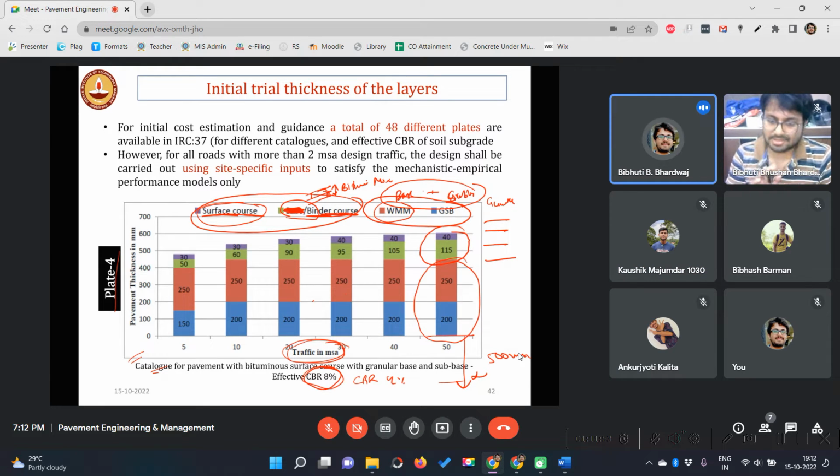What I want you to understand is the concept behind these plates. As the traffic in MSA increases, 40 MSA means 40 into 10 power 6, that was the N value that we calculated, you can see the thicknesses needed are also increasing. It was 150 here for 5 MSA traffic. For 10 MSA, it has increased to 200. From 30 to 40 it has increased like that. Why so?